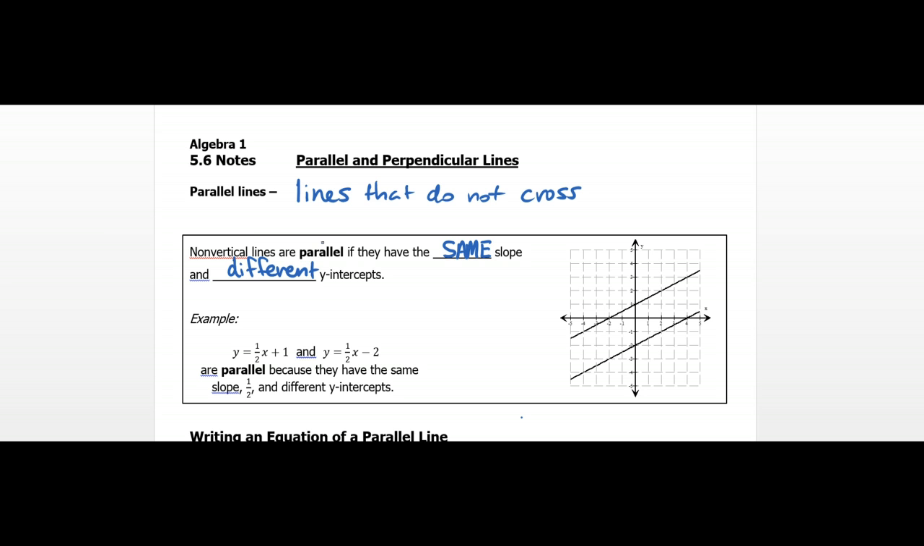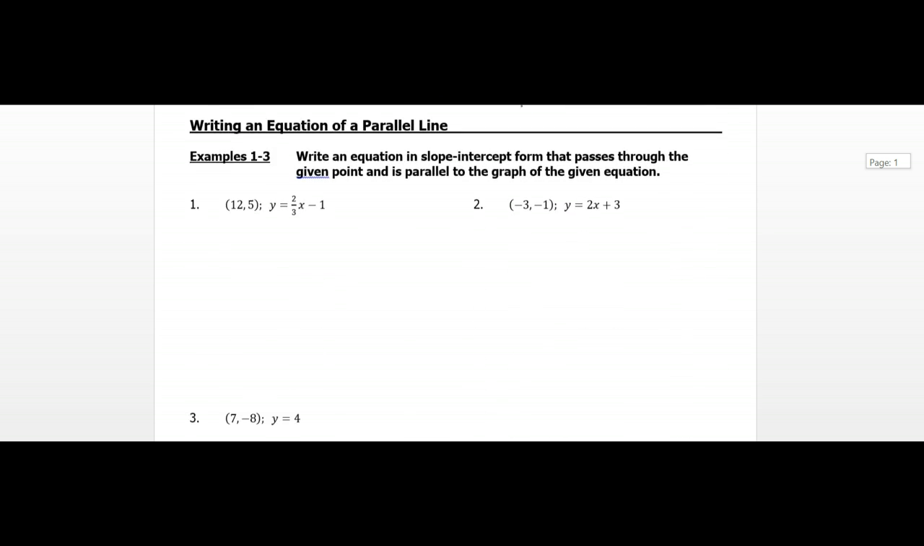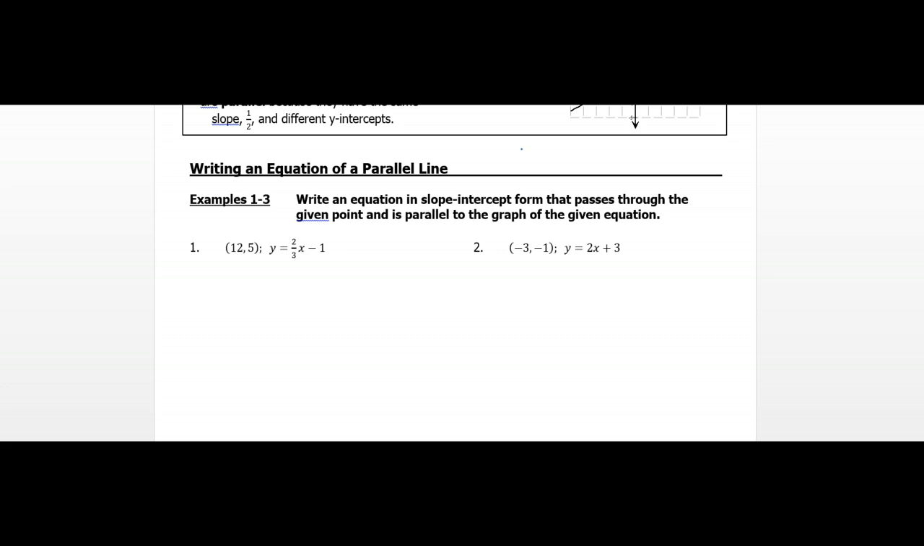So that's the definition of parallel lines: lines that do not cross, and in algebra terms, lines that have the same slope. For example, y equals 1/2 x plus 1, which is right here, and y equals 1/2 x minus 2, which is right here, are parallel because they have that same slope, 1/2. So to write the equation of a parallel line, like I have down here in examples 1 through 3, you just have to know that parallel means same slope.